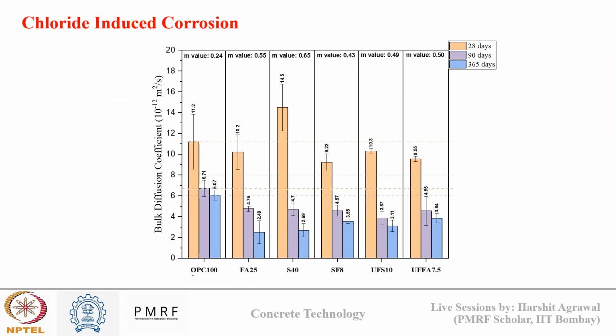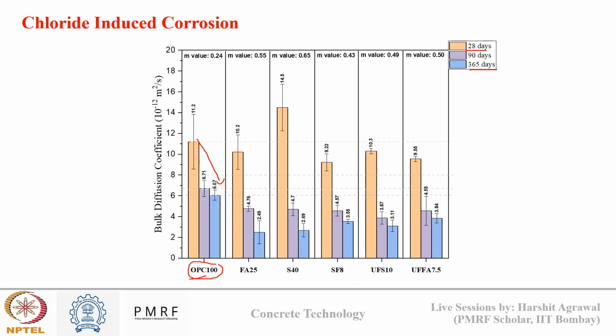So you can see here, for 100% OPC concrete, from 28 days to 365 days, you can see the DCl value has continuously decreased. Why? Because hydration of concrete has become dominant in controlling the rate of diffusion.